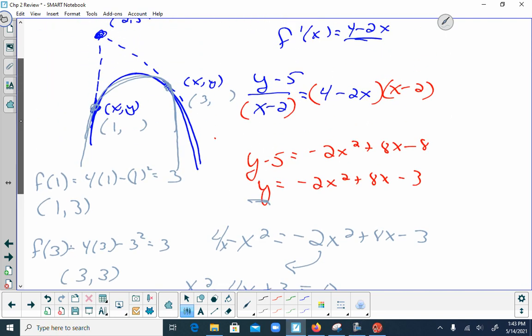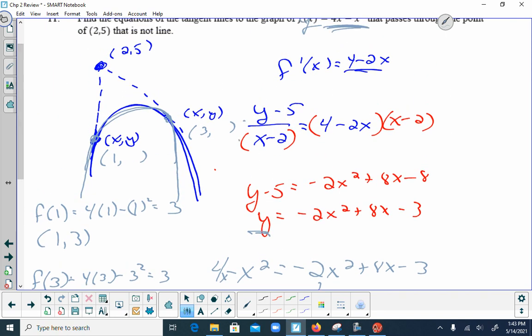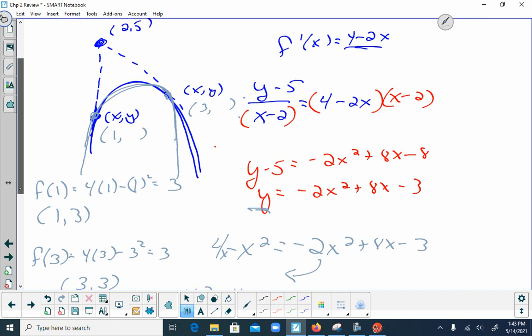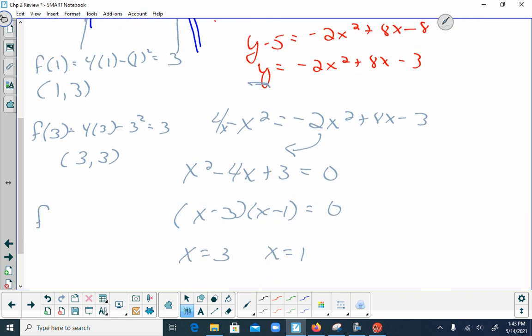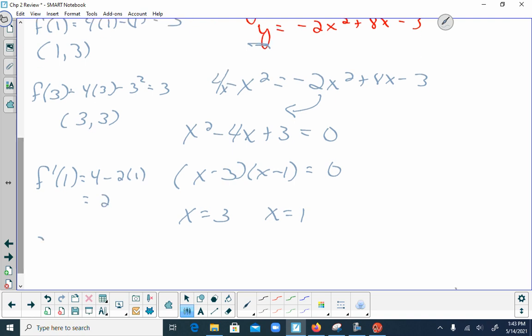So I can either put the slope into this formula or I can put into the derivative. I'm going to choose to put into the derivative. So the slope at 1 is going to be that 4 minus 2x, so 4 minus 2 times 1. So that slope is going to be 2. The slope at 3 is going to be 4 minus 2 times 3. So 4 minus 6, which will be negative 2.